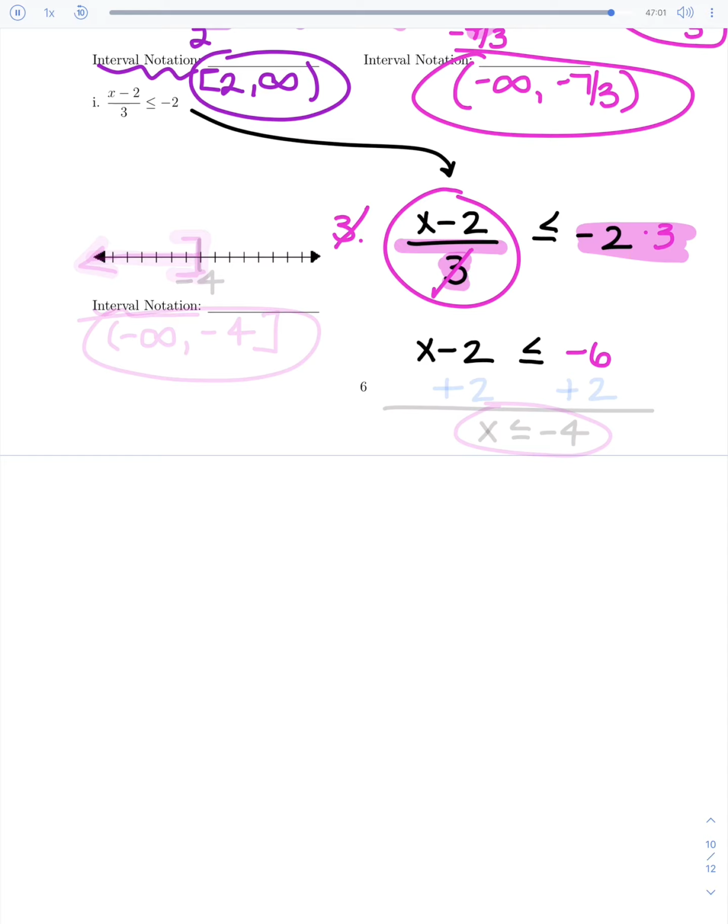But I'm almost done. All I need to do is add 2 to both sides. And that will get me that x is now less than or equal to, well, negative 6 added to positive 2 will give me a negative 4.